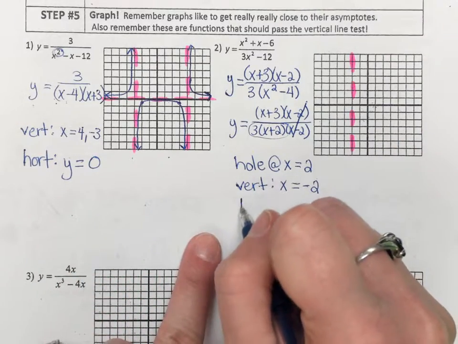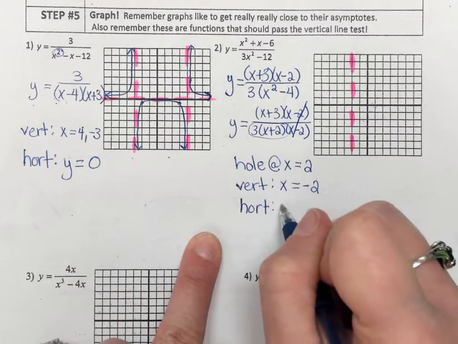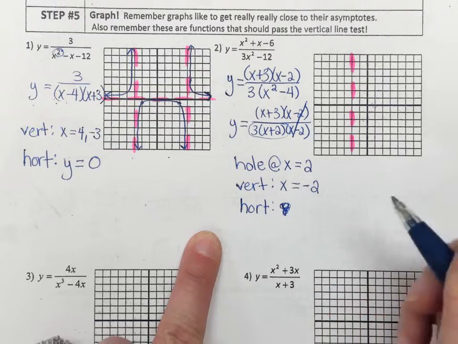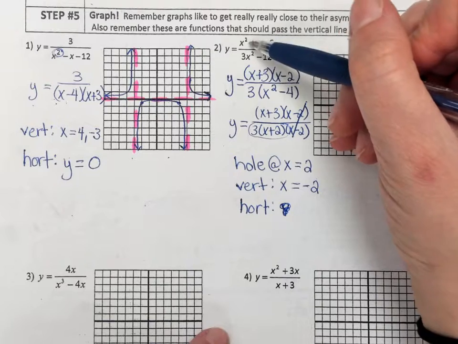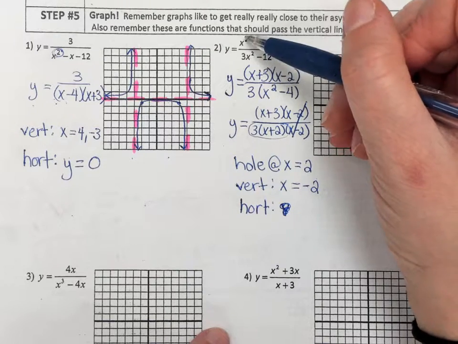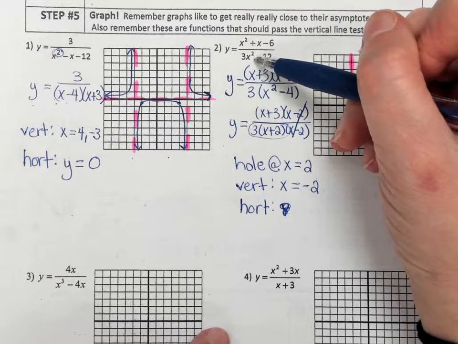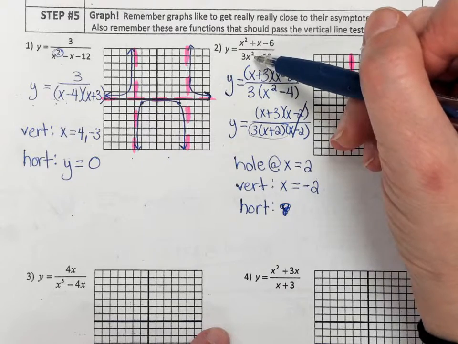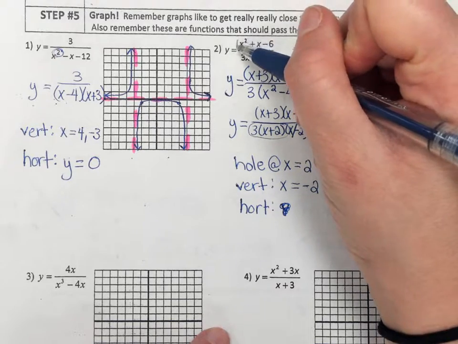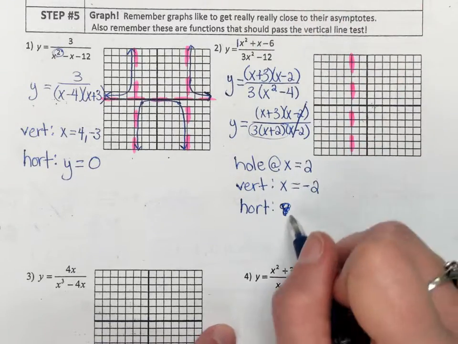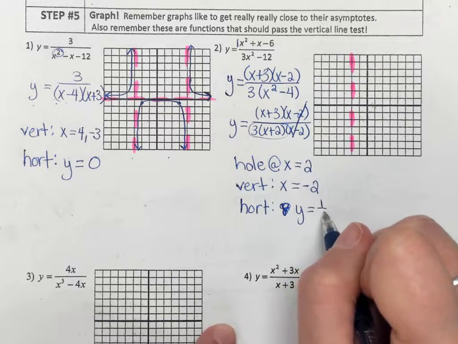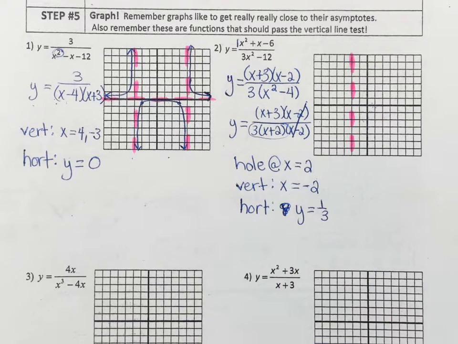Alrighty, so the horizontal one is the one where you've got to remember all of those rules. Let's look up at the beginning. At the beginning, they had the same degrees, the same exponents. So what do we do to find it? Divide the leading coefficients. The leading coefficient here is 1. The leading coefficient here is 3. Divide them and you get 1 over 3, 1/3. Very good. So that's just a teeny bit above the x-axis, right?